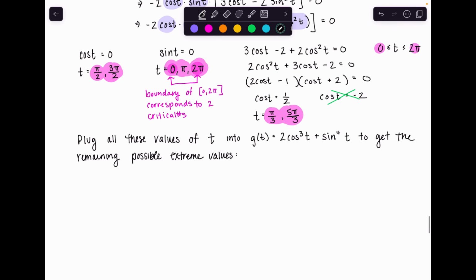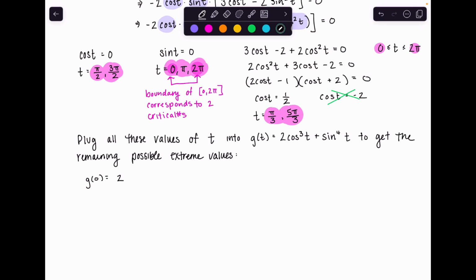So I'm going to try to do them in order. My smallest is 0. So if I plug in G of 0, cosine of 0 is 1, so that's 2. Sine of 0 is 0, so this gives me 2.